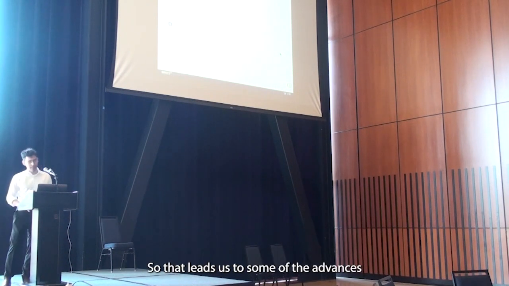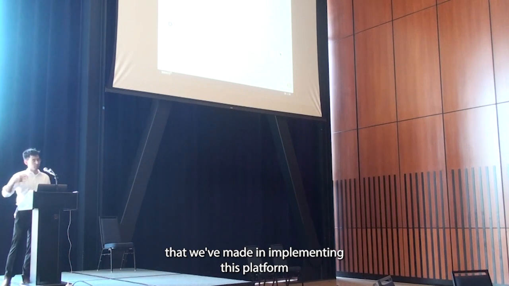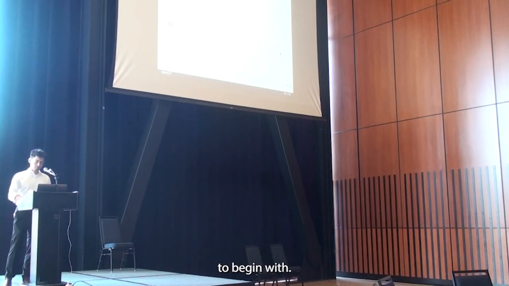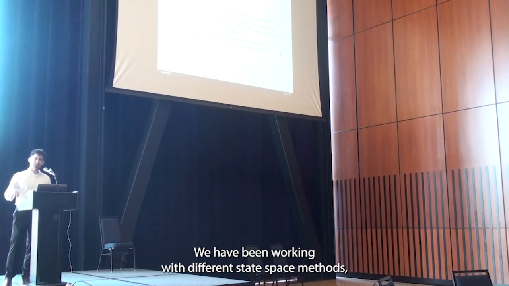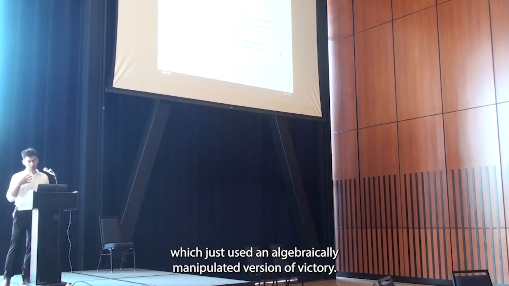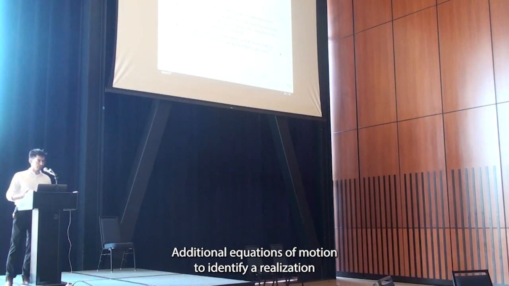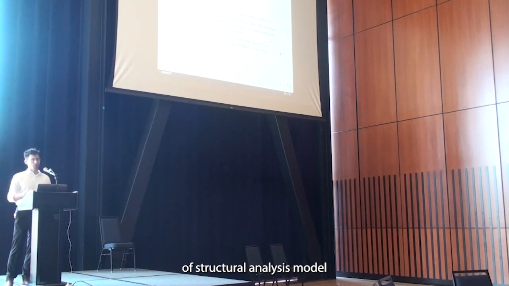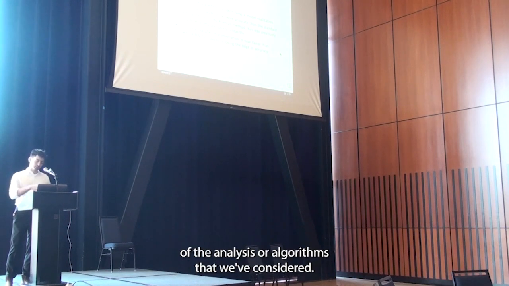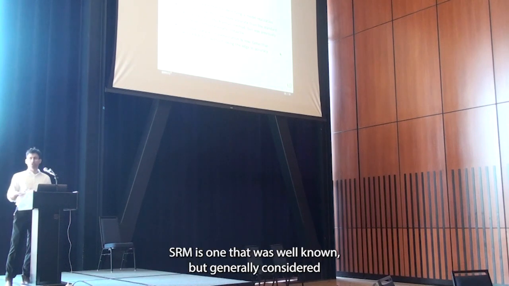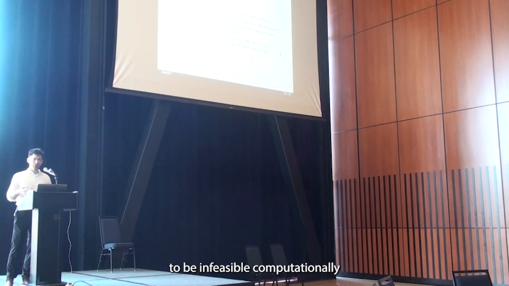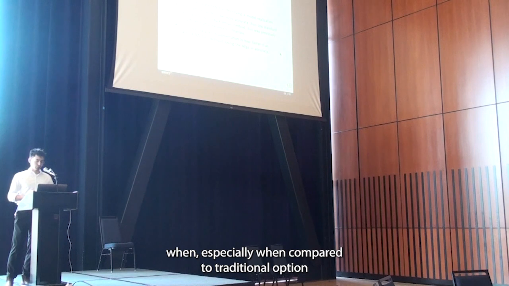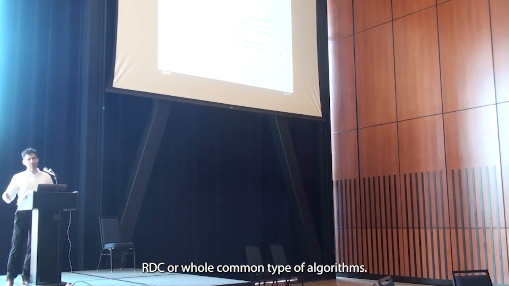So that leads us to some of the advances that we've made in implementing this platform. To begin with, we have been working with different state space methods, which just use an algebraically manipulated version of the traditional equations of motion to identify a realization of a structural analysis model. Of the algorithms that we've considered, SRAM is one that was well known but generally considered to be infeasible computationally, especially when compared to traditional OKID-ARA-DC or Ho-Kalman type algorithms.